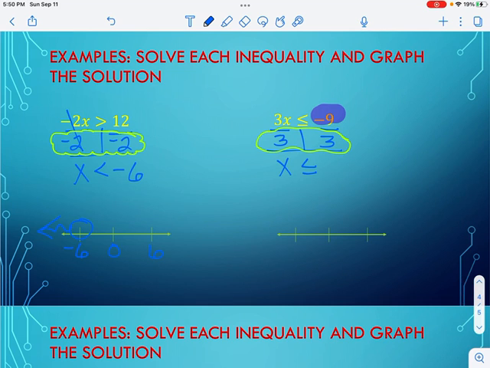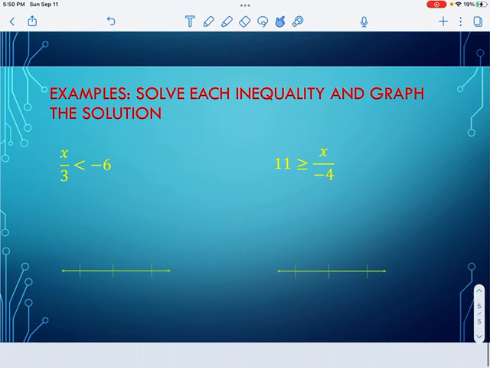Negative 9 divided by 3 is negative 3. So when I come down, I have negative 3, 0, and 3. x is less than or equal to, so I'm going to do a closed-in dot. And I'm less than, so I'm going to shade to the left. So notice the difference between those two problems.